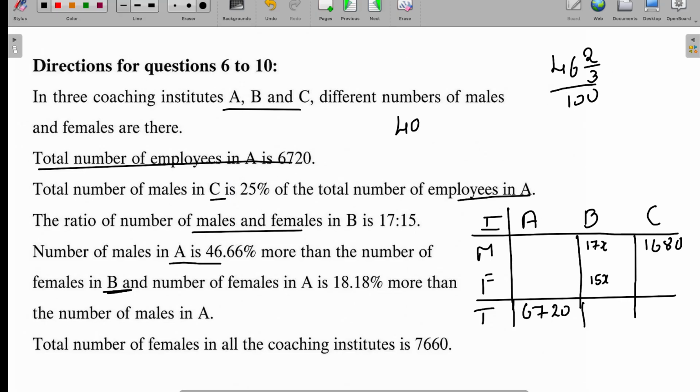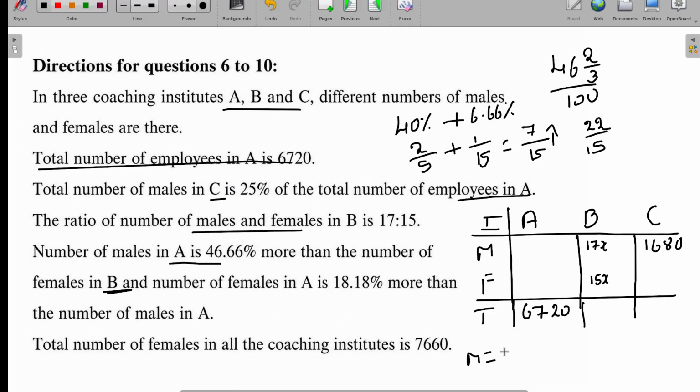Another way, this number I will split: 40 percent plus 6.66 percent. 40 percent fraction value 2 by 5. 6.66 we know 1 by 15. LCM 15, then it will be 7 by 15. More means 22 by 15. 22 by 15. Now they are given males in A more than females in B. Okay, we know 15x here. So males in A, that is 22 by 15 of 15x. 15 15 cancel. This will be 22x. Then females in A 18.18.